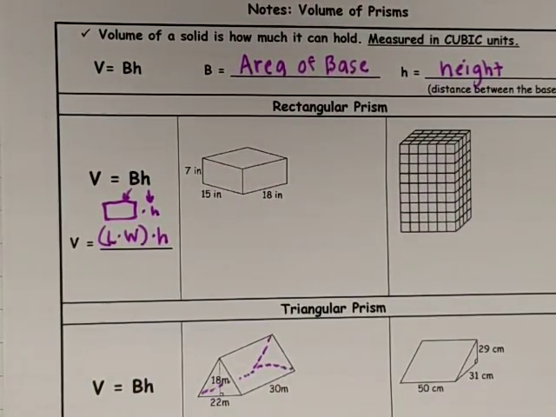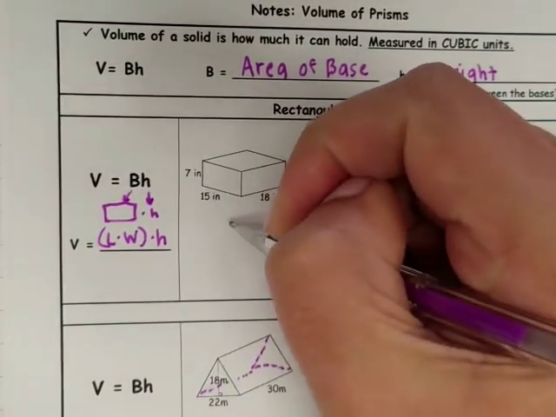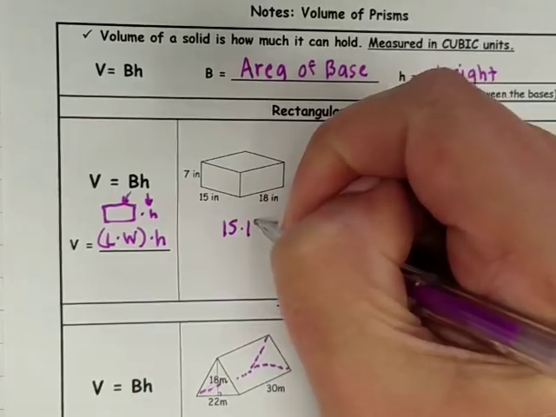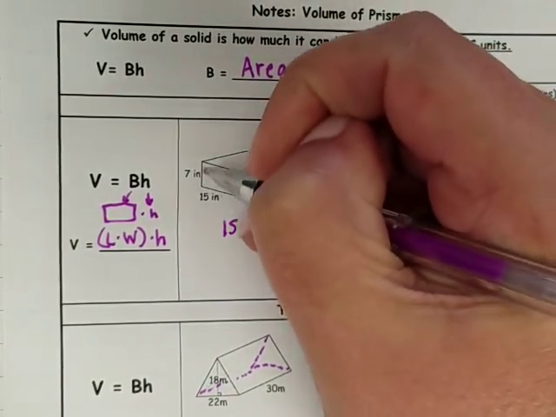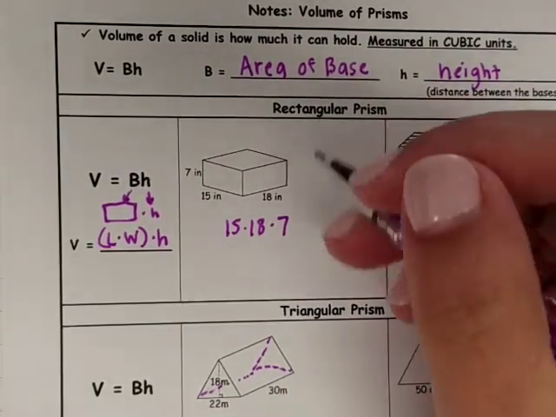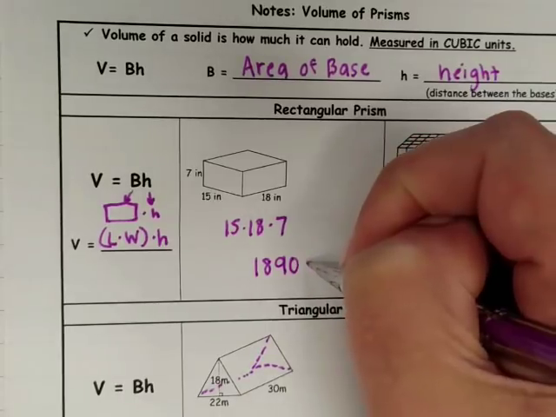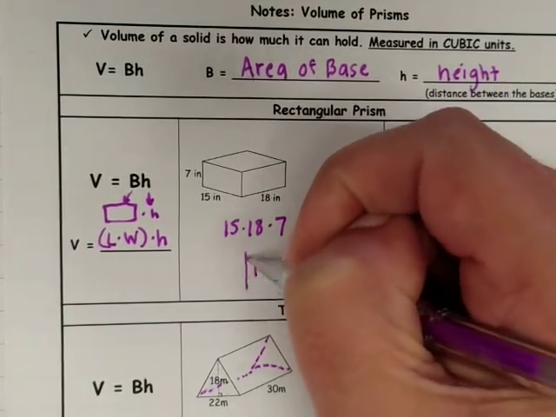So then we're just going to take our numbers given. Our length and width are 15 and 18, so 15 times 18 times the height, which is 7. Then you just multiply, and the answer that we get is 1,890 inches cubed.